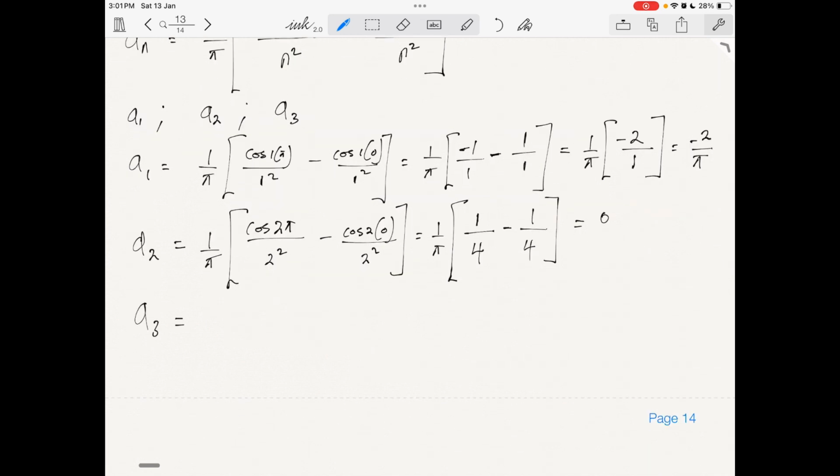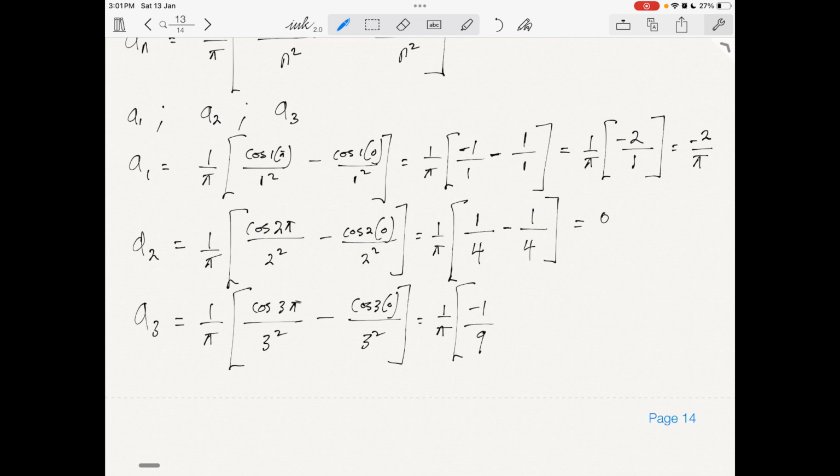Now we evaluate for a3. Wherever we see n, we put 3, so that's 1 over π from cos 3π over 3 squared minus cos(3·0) over 3 squared. That will give us 1 over π from cos 3π is minus 1 and 3 squared is 9. Cos 0 is 1 and this is 9. So it gives us 1 over π times minus 2 over 9, which is minus 2 over 9π.